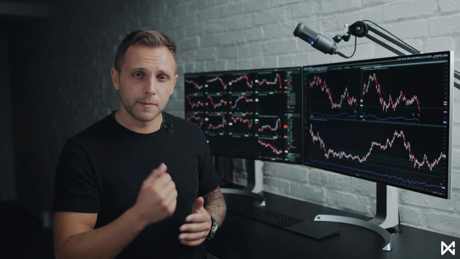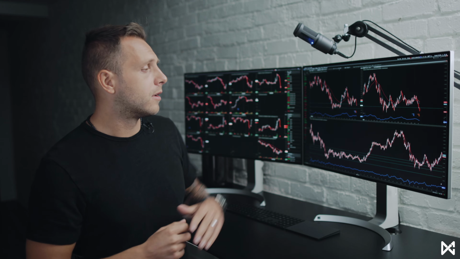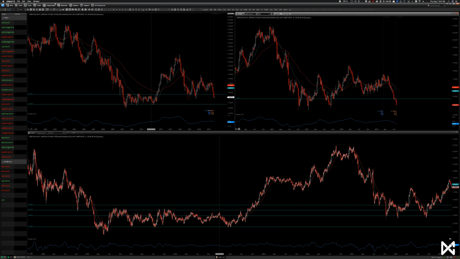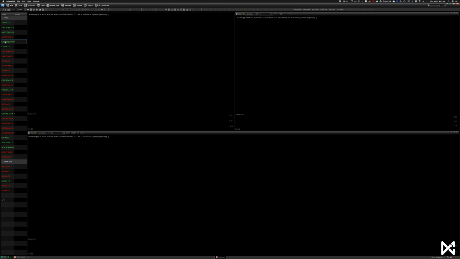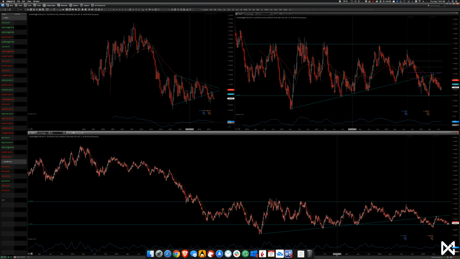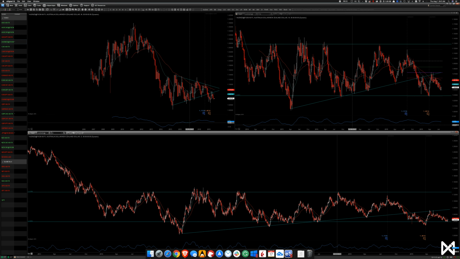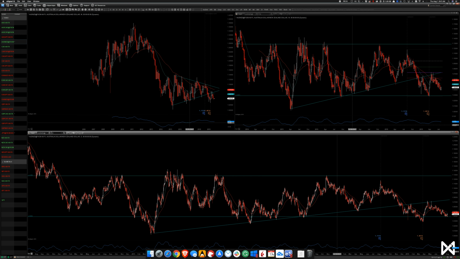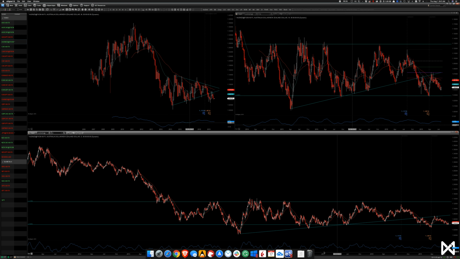And then we have a pullback, okay? So let's have one more look at the chart. I'll show you another example of this. So let's go back to the initial example here. And you can see that as we have this larger range here on a daily time frame, right? It's moving sideways. It is ranging.